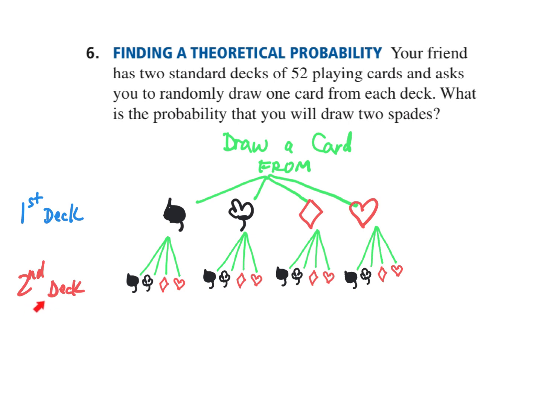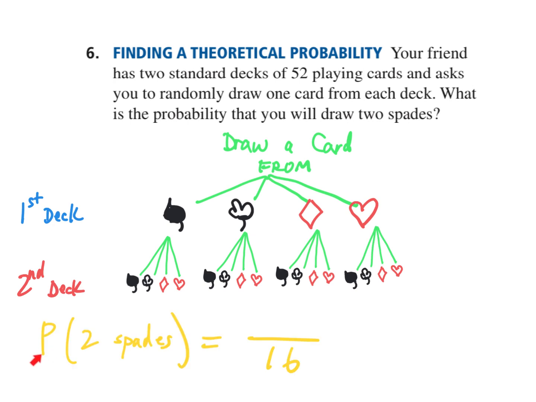On your second deck, again, you draw four cards. So if you drew a spade the first card, then you might draw a heart, diamond, club, or spade on the second card, and so on. So you can see there are 4, 4, 4, 4. There are 16 outcomes total.